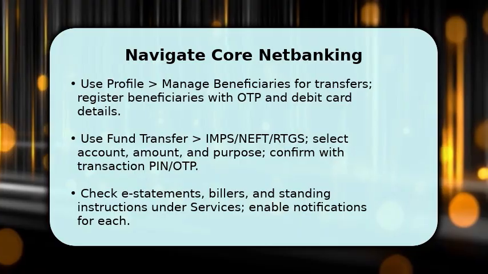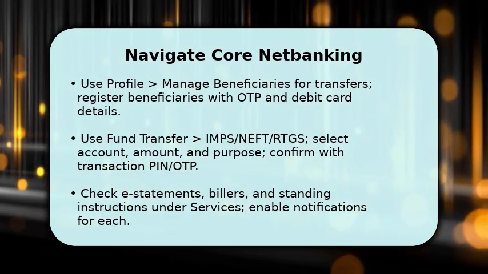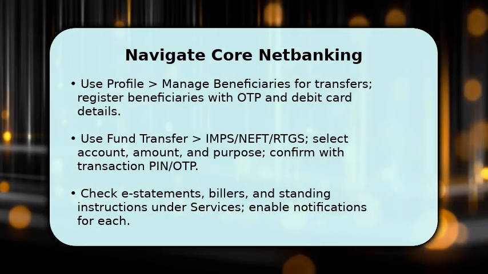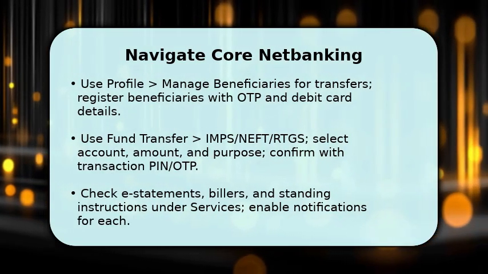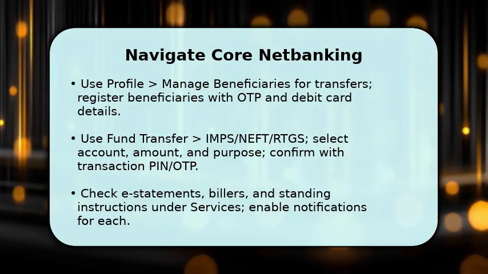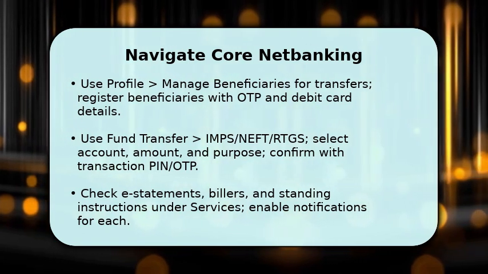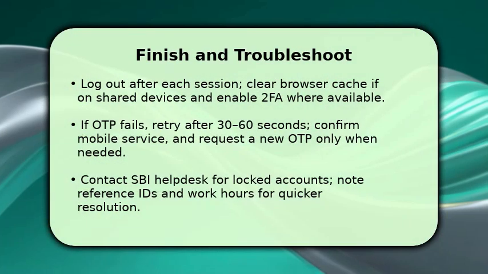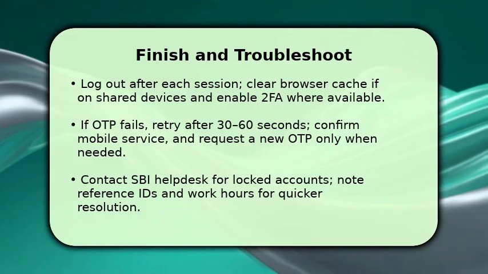Once logged in, focus on beneficiary setup and secure transfers. Go to Profile, then Manage Beneficiaries to add a payee. You will need OTP and sometimes the debit card's PIN for activation. This prevents fraud. Next, choose Fund Transfer, pick IMPS, NEFT, or RTGS based on timing and limits, enter amount and purpose, then confirm with transaction PIN or OTP. Also use services to view e-statements, set billers, and enable SMS/email alerts so you always track activity and avoid missed payments. To finish, confirm transactions in history, print or download acknowledgements, then log out and close the browser.